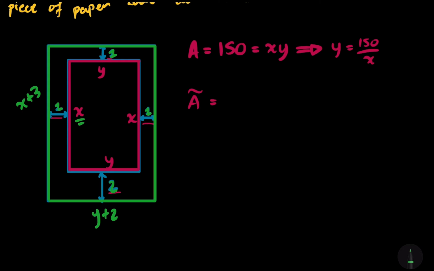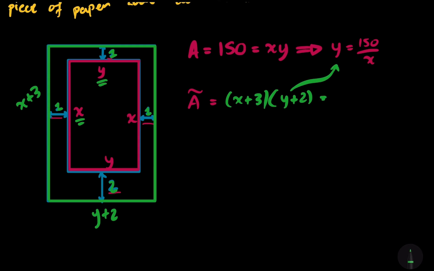Or is going to be y. We have this y over here from the inner box. And so if we want the total area, this A tilde, it's going to be (x + 3) times (y + 2). But then what is y? We said that y is in fact 150 over x.